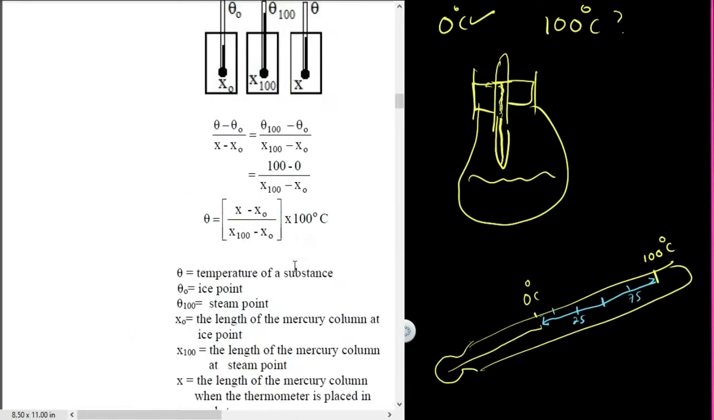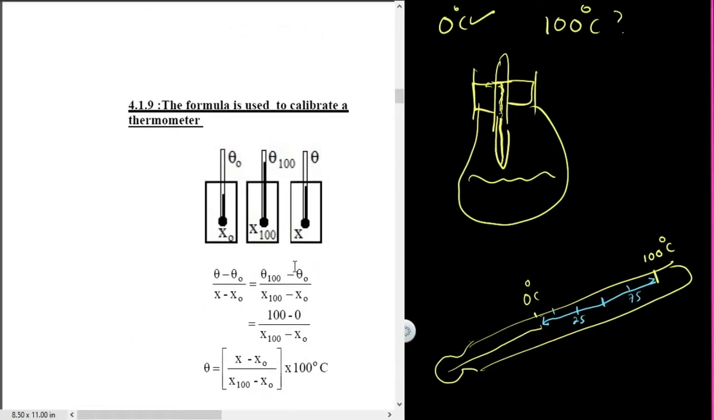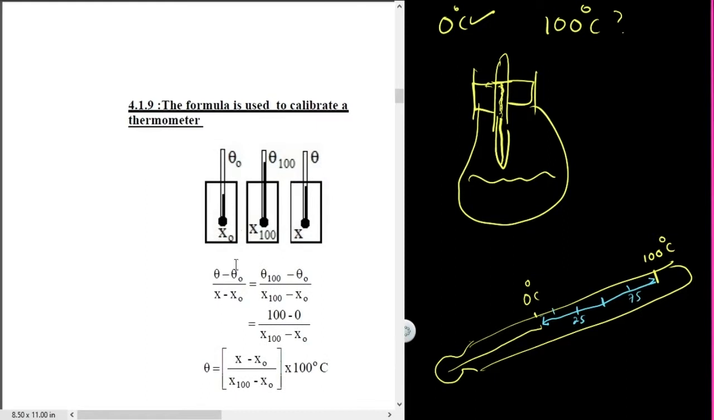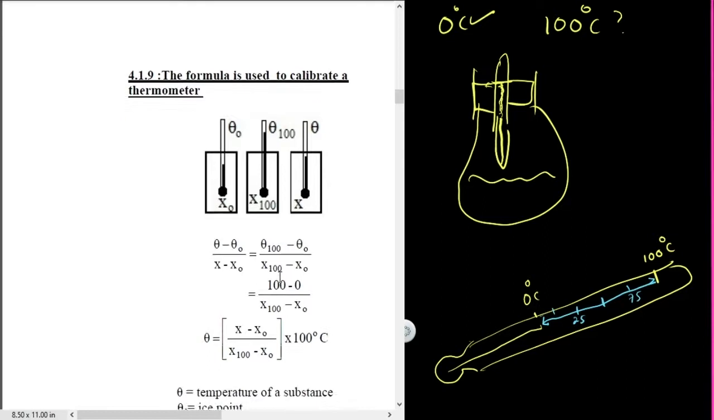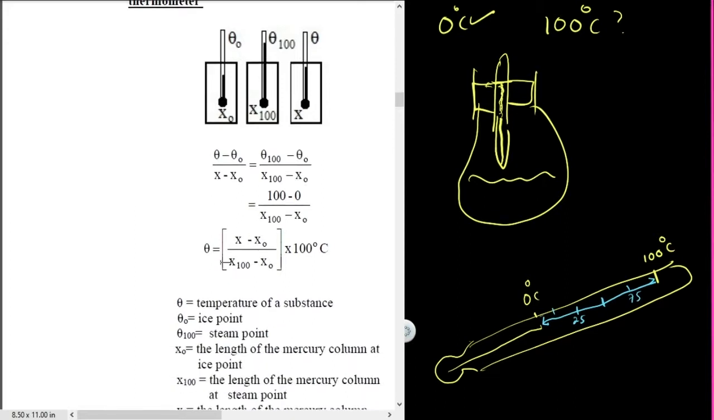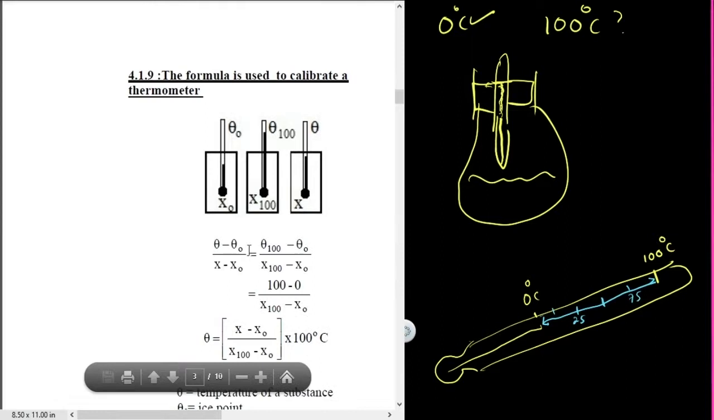Next, of course, there is a formula that we can use to calibrate a thermometer. But for that purpose, I don't think you need to memorize this formula. We just use simple maths, a simple ratio, to find the temperature of a substance. This formula is used to find the temperature of other substances, not at 0 degrees or 100 degrees Celsius.